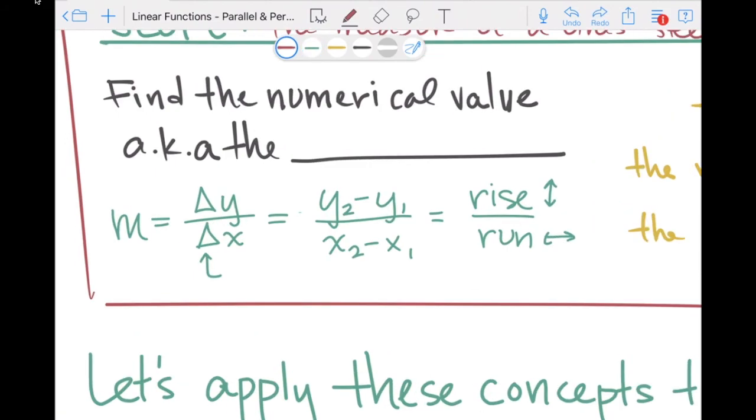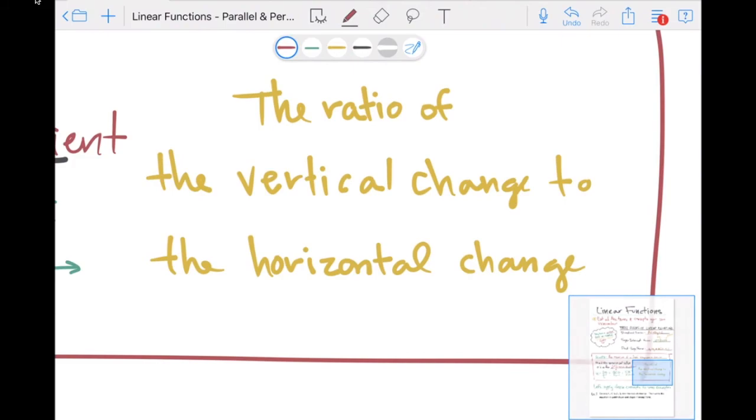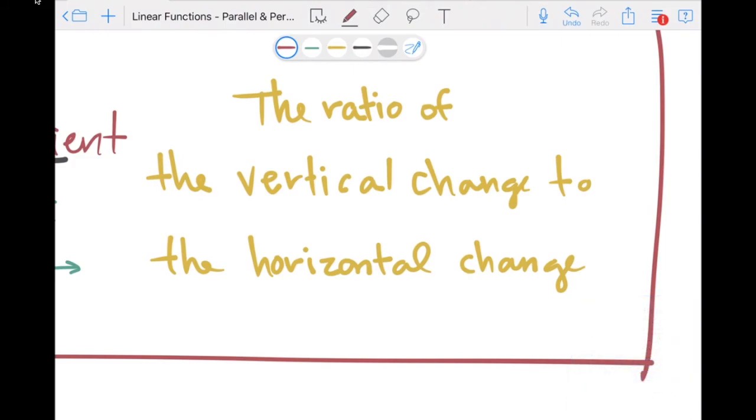Then the last thing I want you to do is fill in that blank. Slope is also known as a difference quotient. If you specifically look at that, it's a difference between the y's over the difference between the x's, and it's a quotient because you divide the two numbers. And the last perspective that I want you to have is that slope is a ratio, and you can look at it as the vertical change.